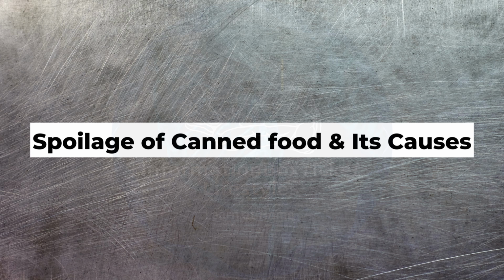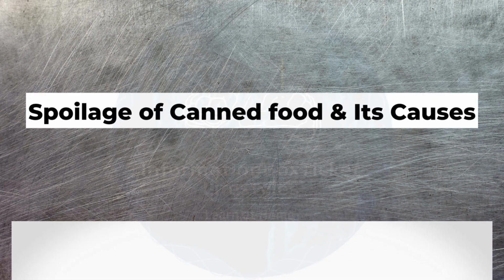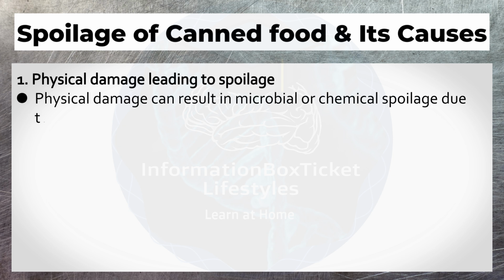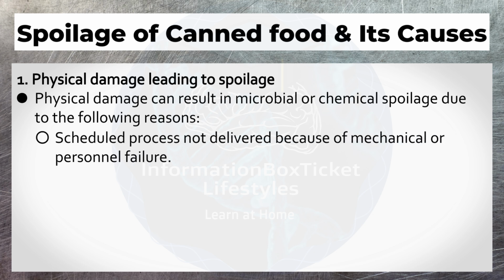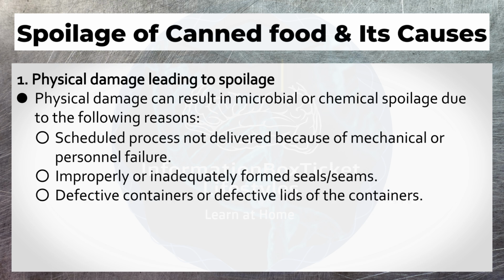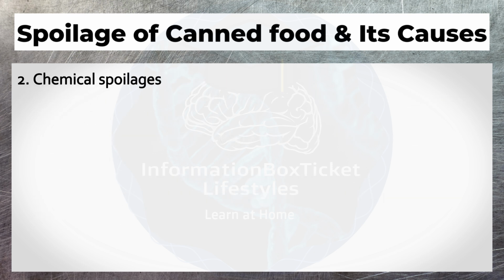Spoilage of canned food and its causes. First, physical damage leading to spoilage. Physical damage can result in microbial or chemical spoilage due to the following reasons. Scheduled process not delivered because of mechanical or personnel failure. Improperly or inadequately formed seals, seams. Defective containers or defective lids of the containers. Overfilling of the food.